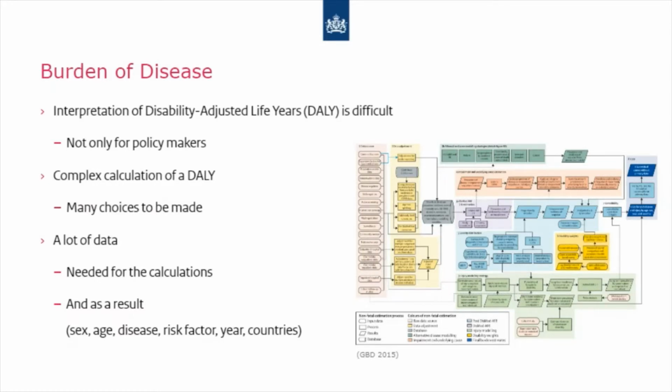So many choices have to be made, and they are behind all those calculations that might appear in the infographic with only one figure. You need a lot of data for burden of disease calculations, but also as a result, very often you have sex, age, disease-specific risk factors. The IHME is doing it for countries. You might do it over time. So how to present all those results in, let's say, a very compact and attractive infographic.